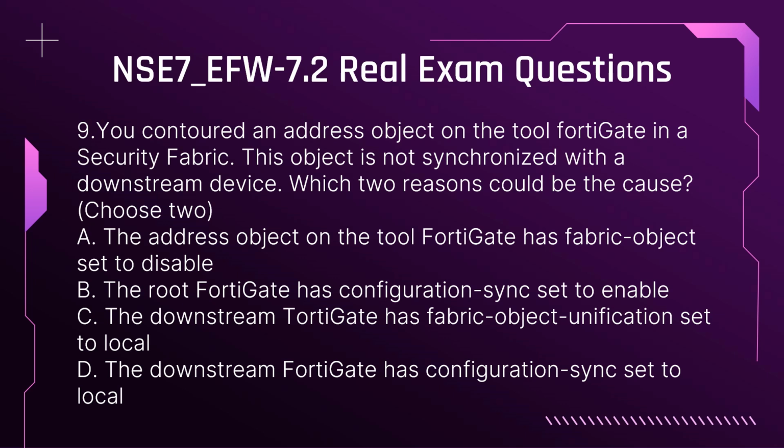9. You configured an address object on the root FortiGate in a security fabric. This object is not synchronized with a downstream device. Which 2 reasons could be the cause? Choose 2. A. The address object on the root FortiGate has fabric object set to disable. B. The root FortiGate has configuration sync set to enable. C. The downstream FortiGate has fabric object unification set to local. D. The downstream FortiGate has configuration sync set to local.